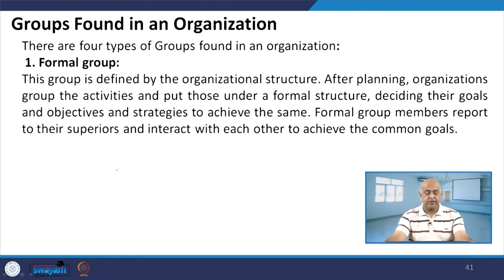There are four types of groups. One is the formal group, which is identified by the organization structure. After planning and organizing, the group activities are put under a formal structure, deciding their goals, objectives and strategies to achieve the same. The formal group members report to their superiors and interact with each other to achieve the common goals. So that is a formal group and everybody knows about it. That is how these formal groups work in the organization.